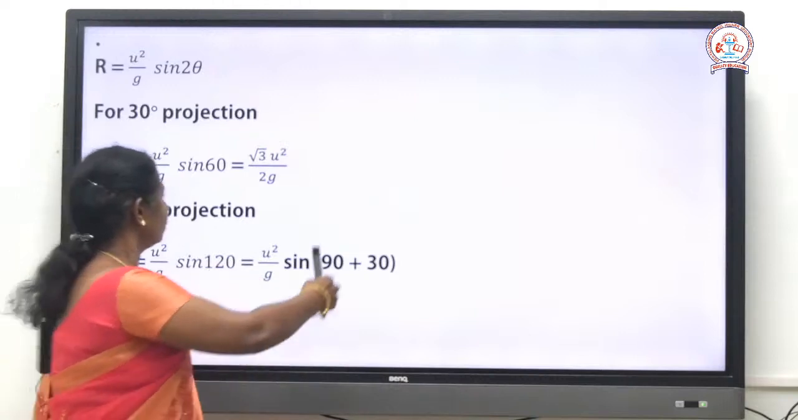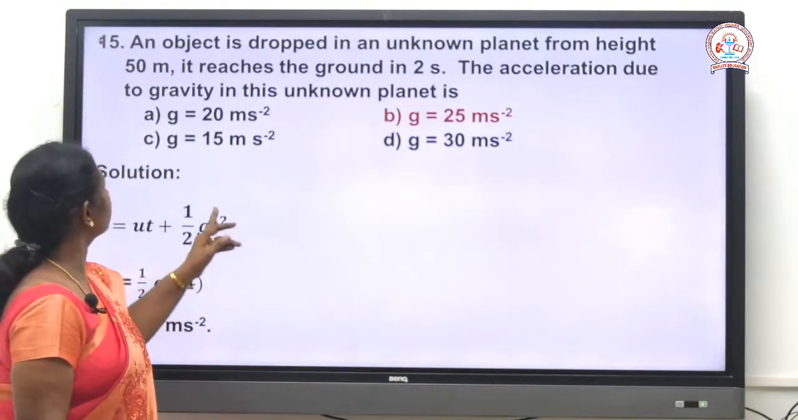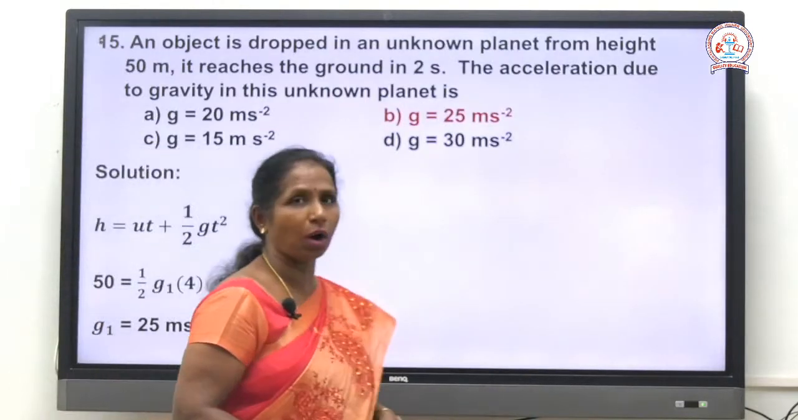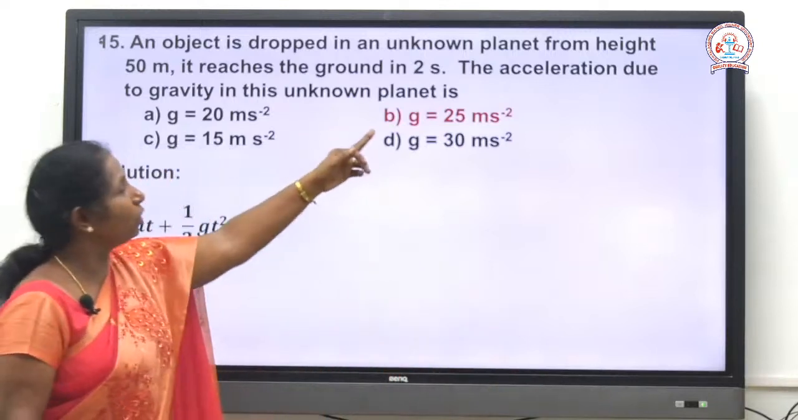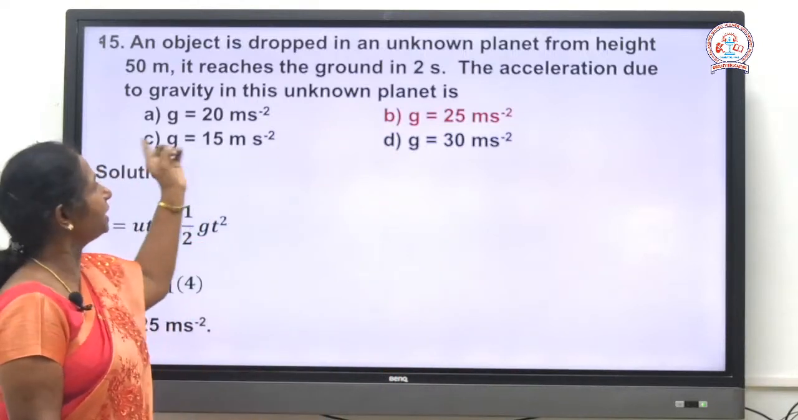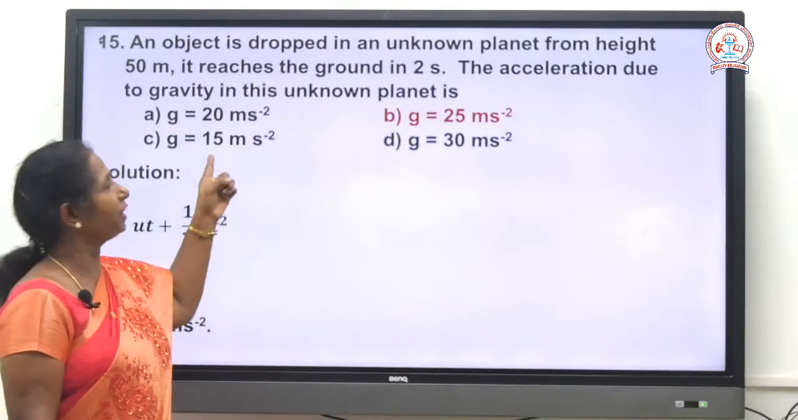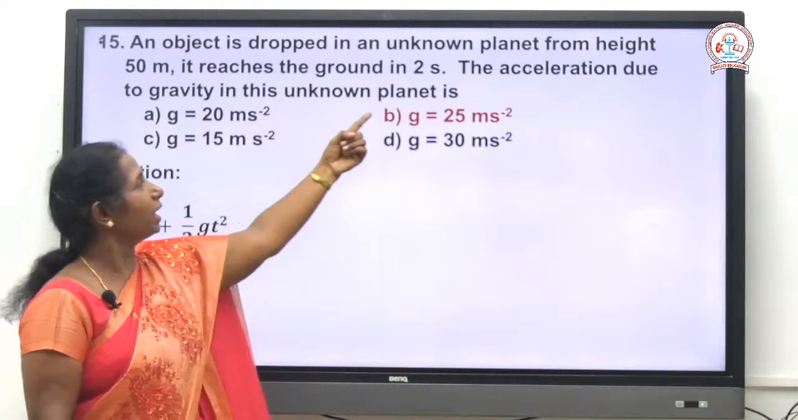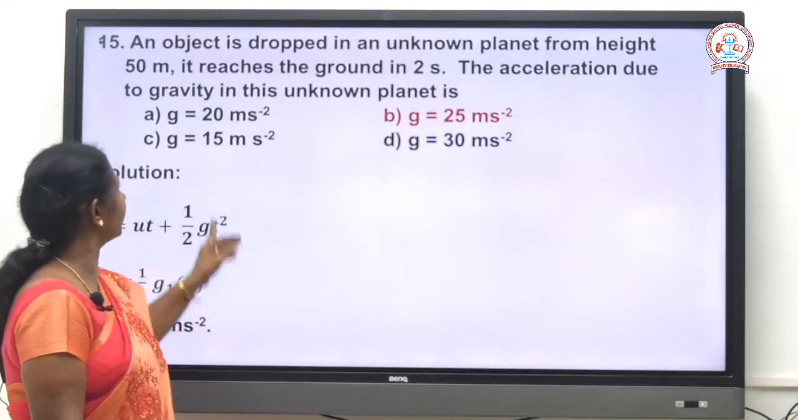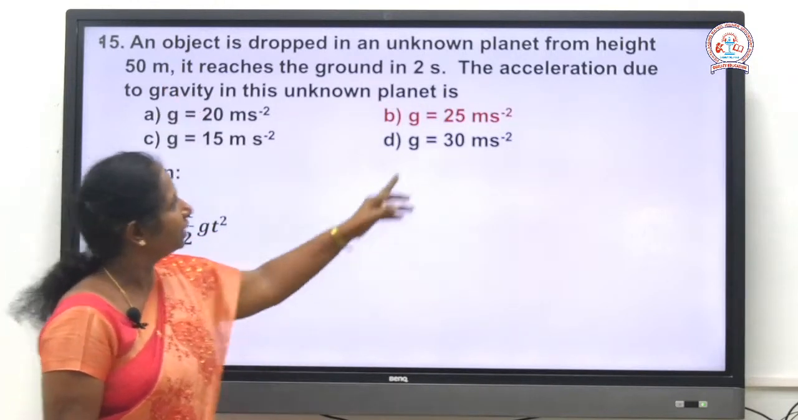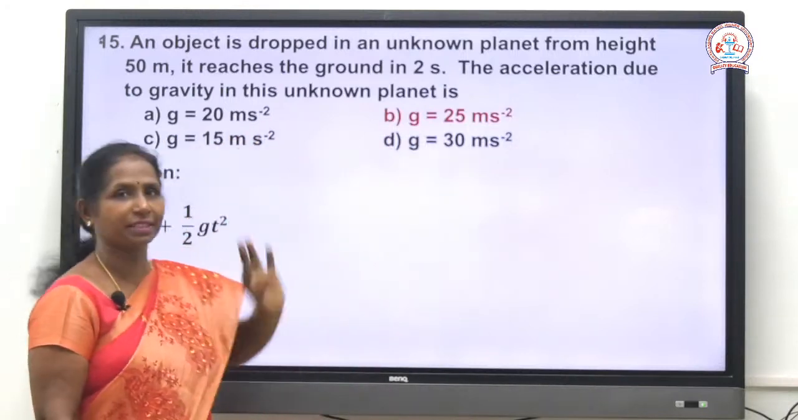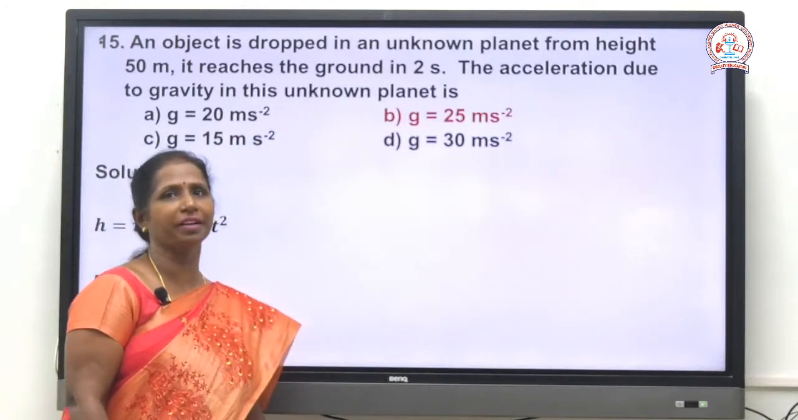Now we have one more sum, that is the last problem. An object is dropped in an unknown planet from a height of 50 meter. So height is 50 meter. It reaches the ground in 2 seconds. Time is given as 2 seconds. So we have to calculate the acceleration due to gravity.